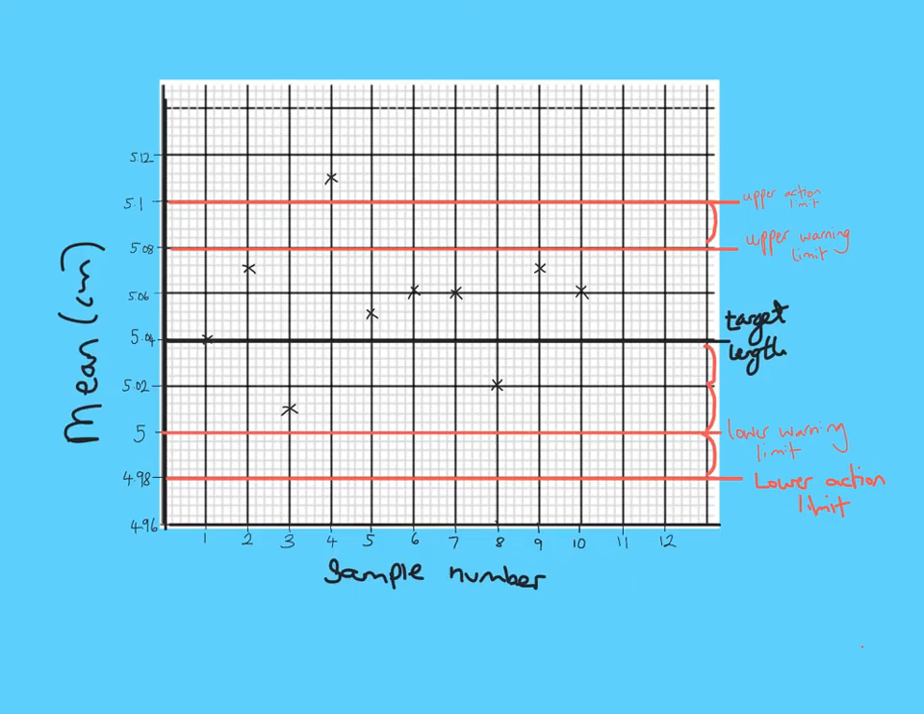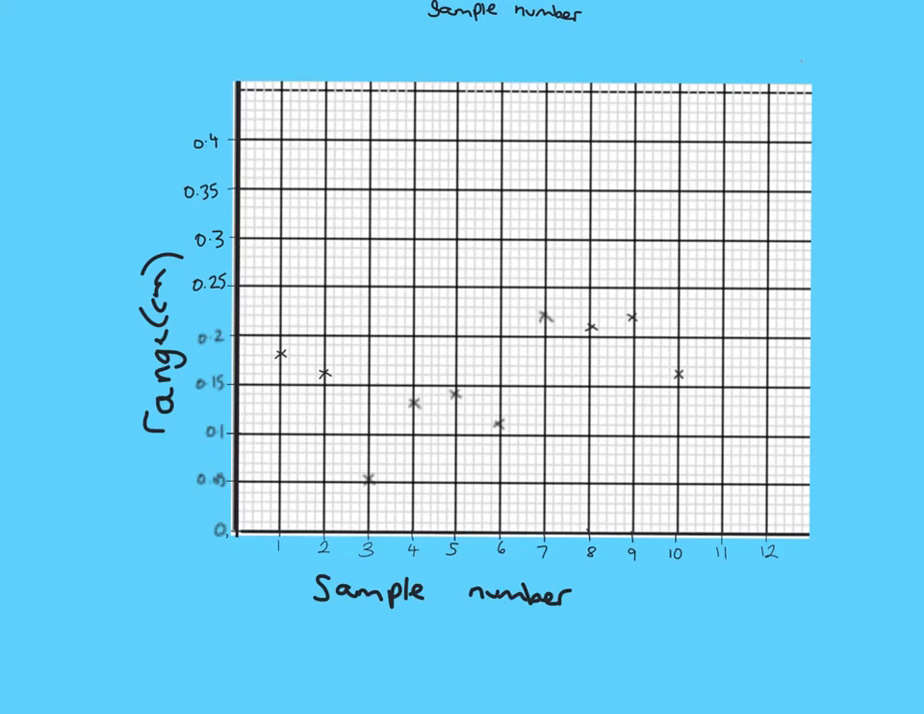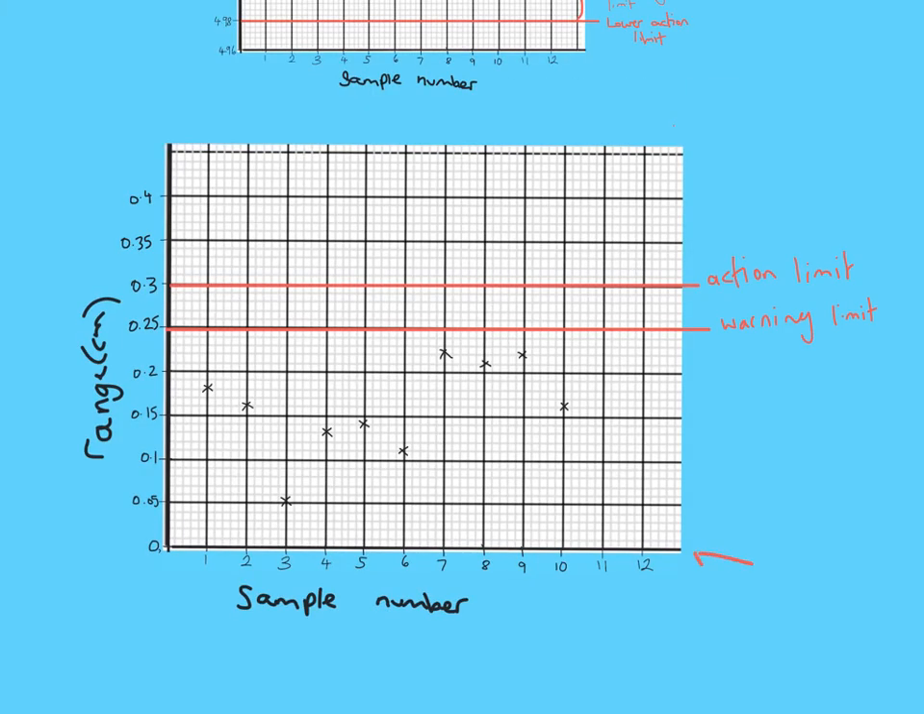The range has to be less than 0.3 centimetres with a warning limit at 0.25 centimetres. See if you can use that together with the ranges to draw a control chart. So first of all, you'll need to plot all the range values on, and then draw on the warning limits and action limits as given in the question. So here I have my ranges, and I'm just going to draw my action line at 0.3 centimetres and my warning limit at 0.25 centimetres. And it's important to note that there are no lower limits for the range in this case.